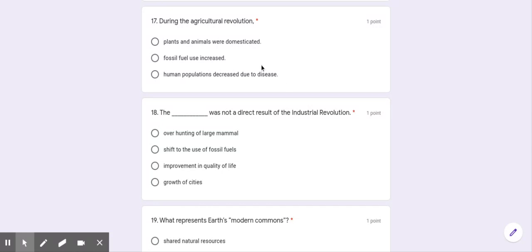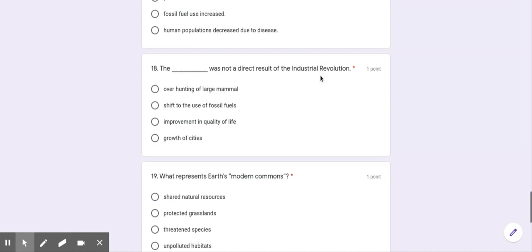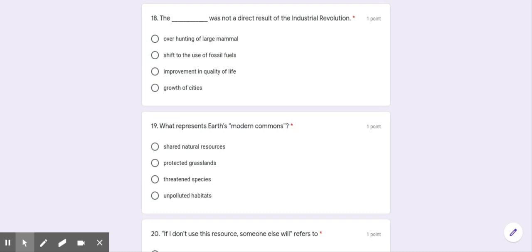Number 17. During the agricultural revolution, plants and animals were domesticated, fossil fuel use increased, or human populations decreased due to disease. Number 18. The blank was not a direct result of the Industrial Revolution. Overhunting of large mammals. Shift to the use of fossil fuels. Improvement in quality of life. Growth of cities.